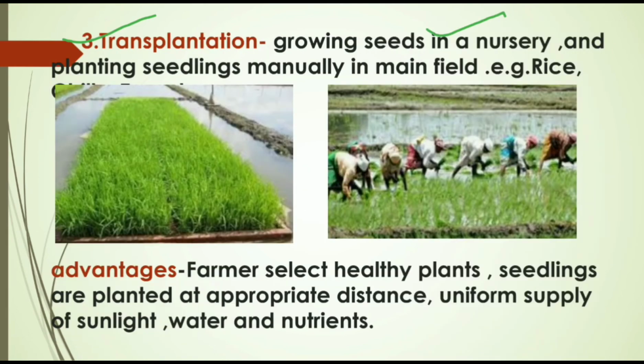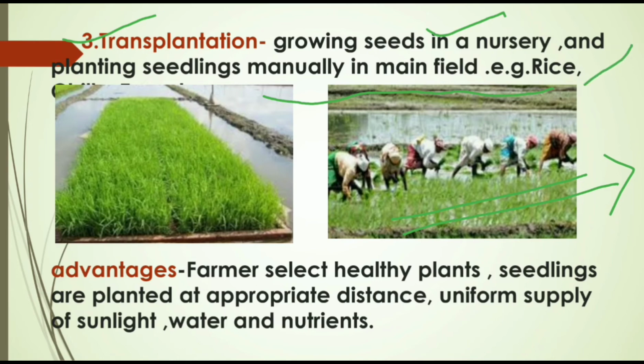Transplantation, which involves growing of seed in a nursery. First we grow seeds in a small field, and when seedlings develop, those seedlings are manually transferred to the main field. For example, we have seen this activity practiced for growing of rice or paddy.